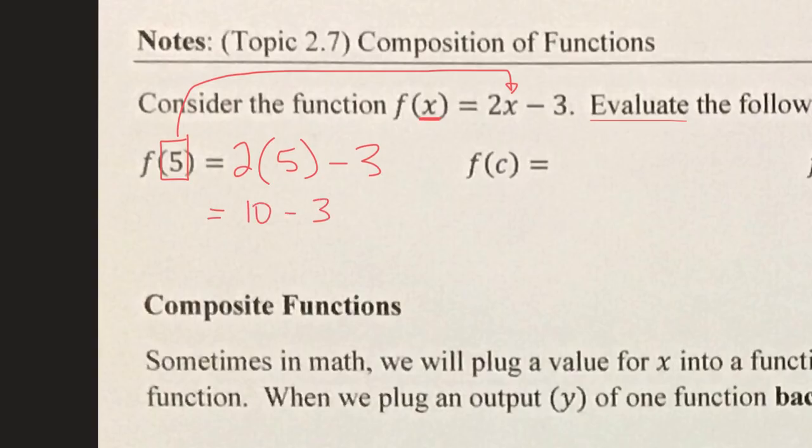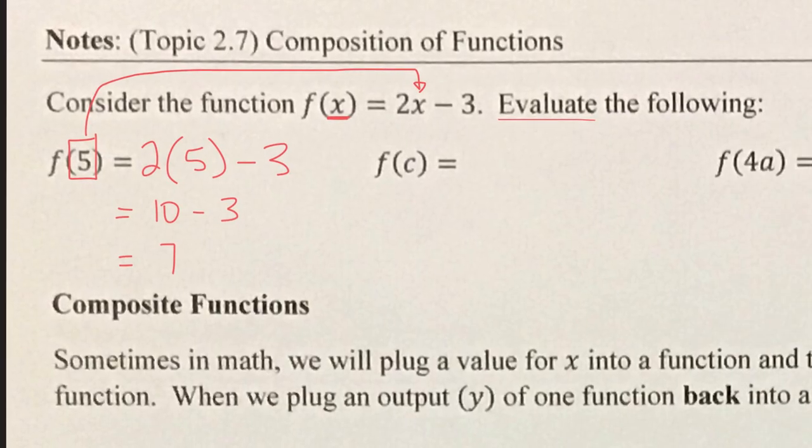2 times 5 is 10. 10 minus 3 is 7. So technically we're finding the y value from our f function when x equals 5. So we have the coordinate (5, 7) if we were going to plot that onto a grid.